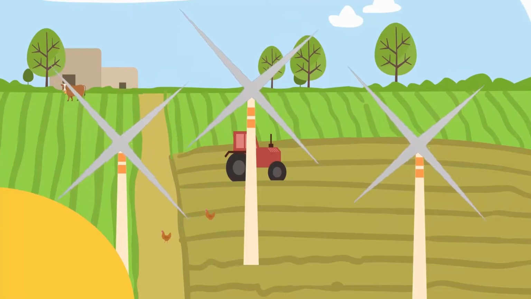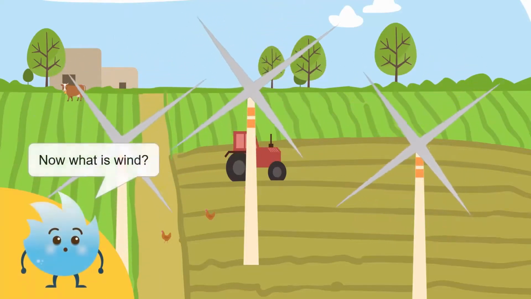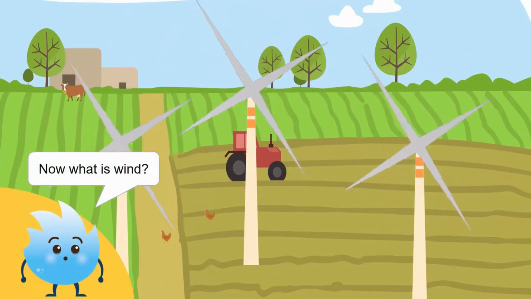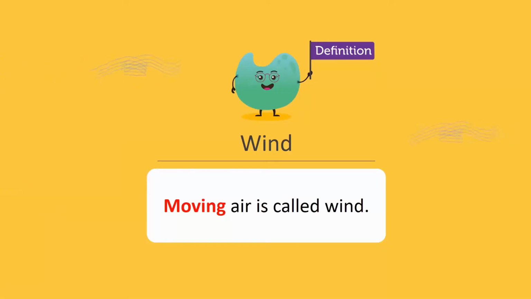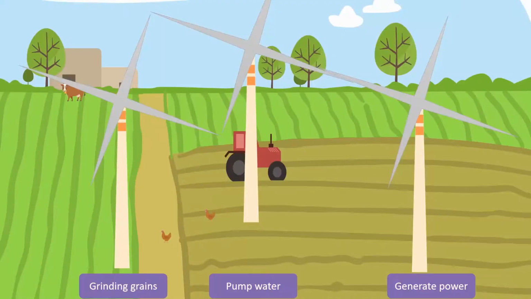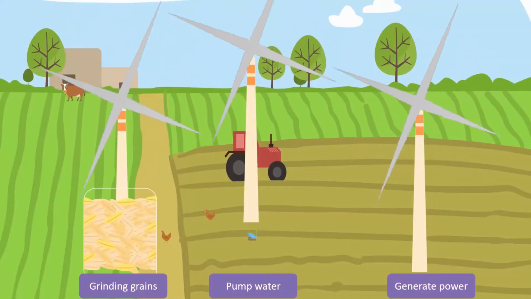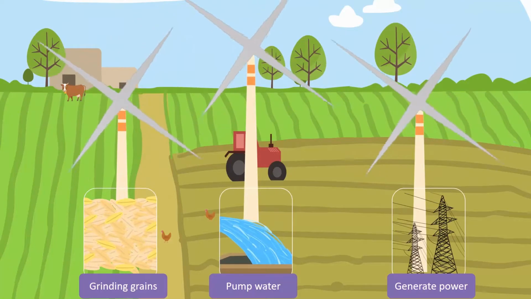Have you ever seen a windmill? It works with the help of wind. Moving air is called wind. People use windmill to grind grains, pump water, and generate power.